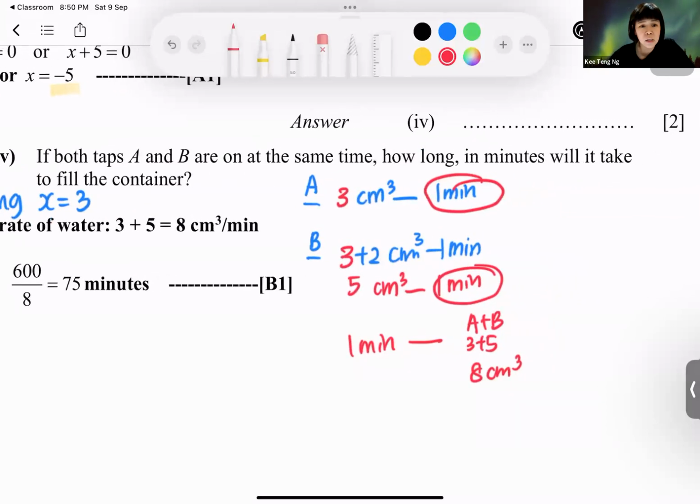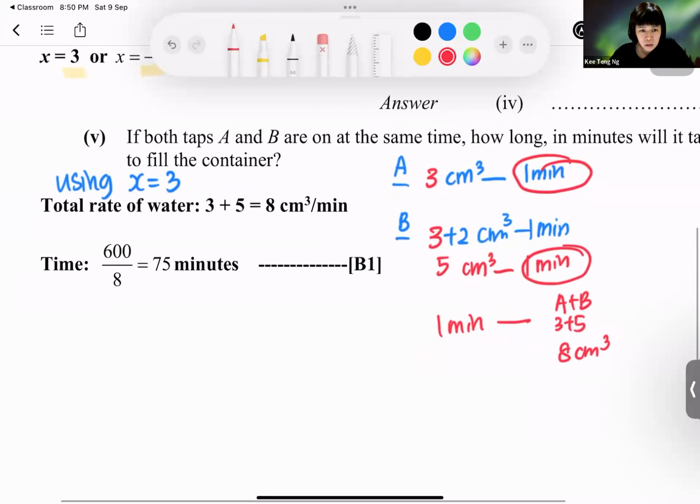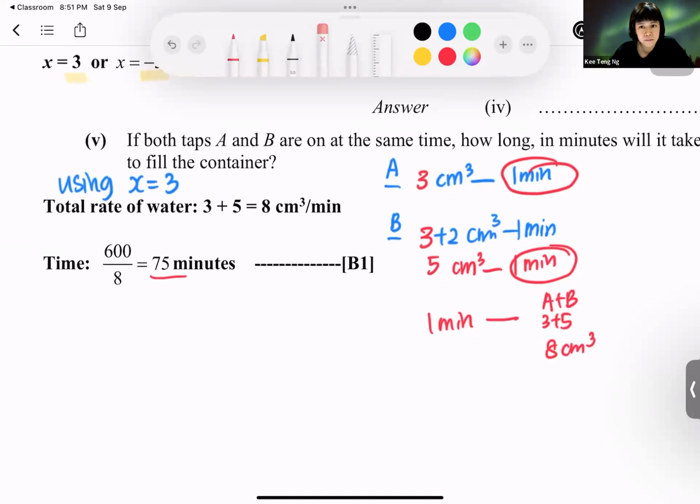But how long will it take to fill the container? The container is 600 cm cube. So 600 divided by 8 cm cube. So that will give you 75 minutes. Is that so accurate? Oh, yes, really, 75. Okay, have you gotten the concept? Now let us move on to the next question.